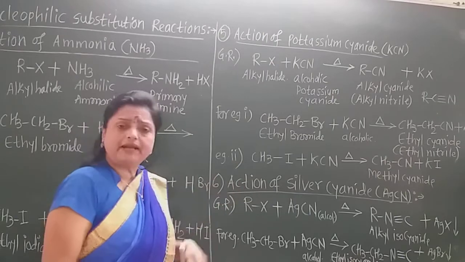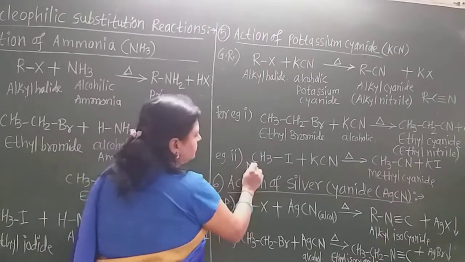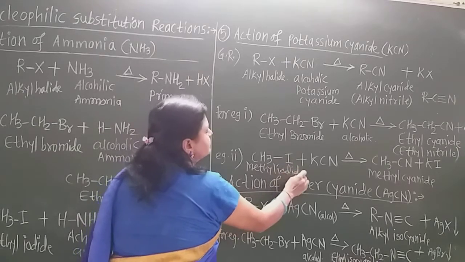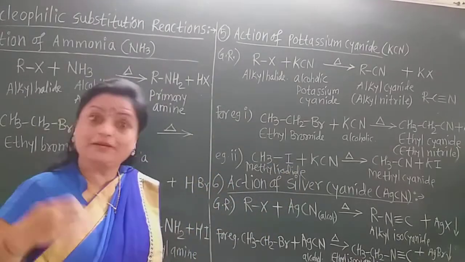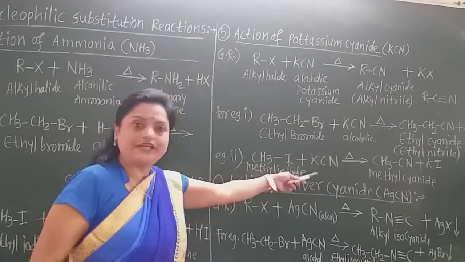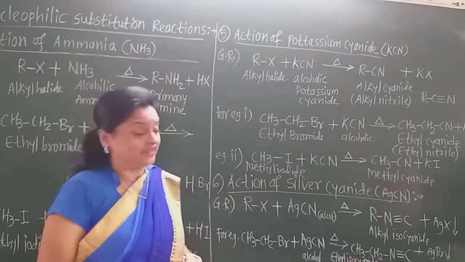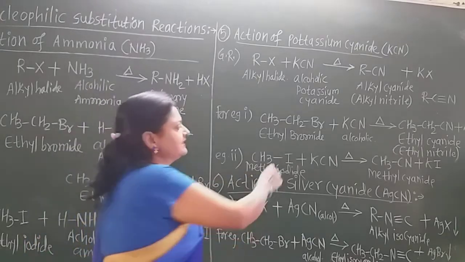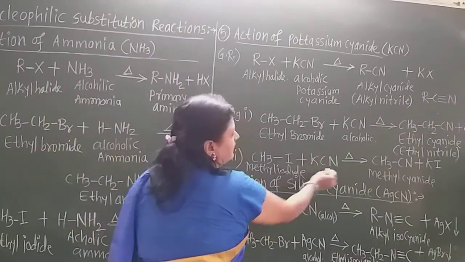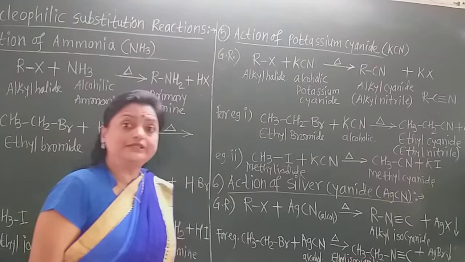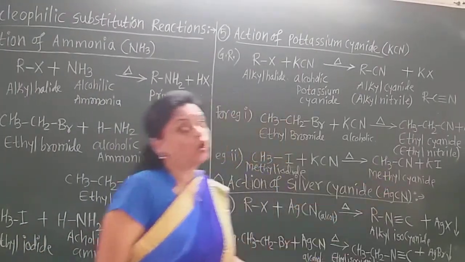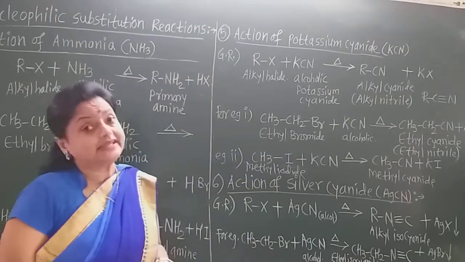Now next example I take here, what is this? Methyl iodide. Or you know that the IUPAC name is iodomethane. They may ask, what is the action of potassium cyanide on iodomethane? Iodomethane means methyl iodide. Now here also this KCN forms the byproduct, and this cyanide is directly attached to the CH3, and methyl cyanide or methyl nitrile is obtained, and the byproduct is KI.